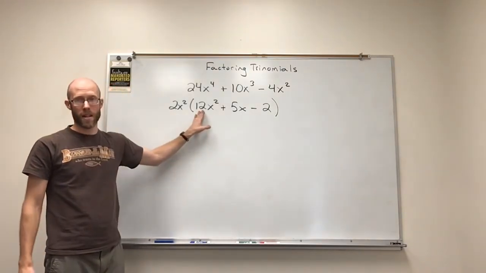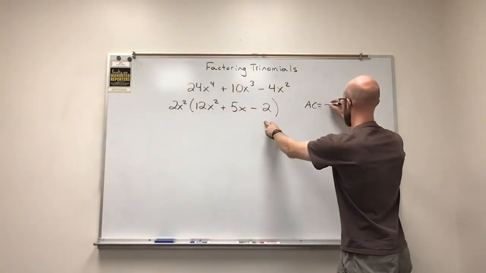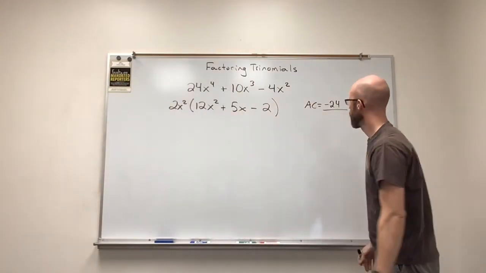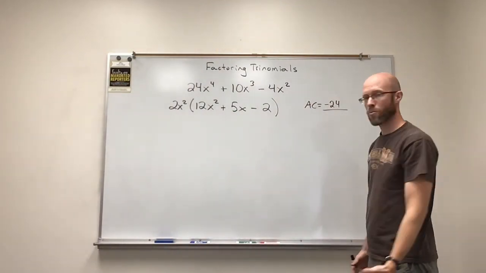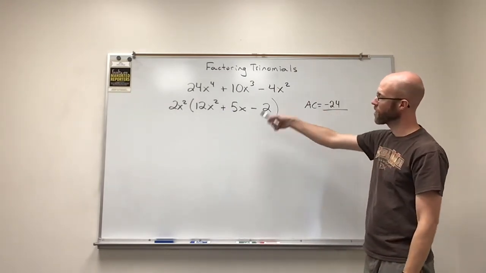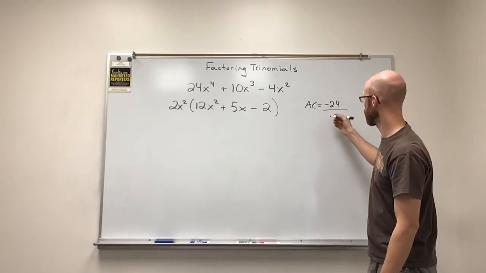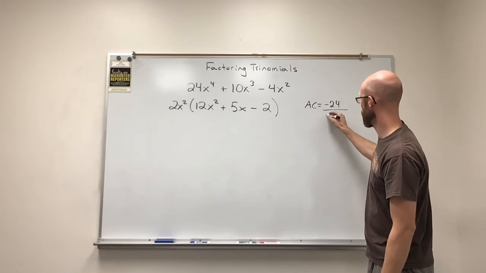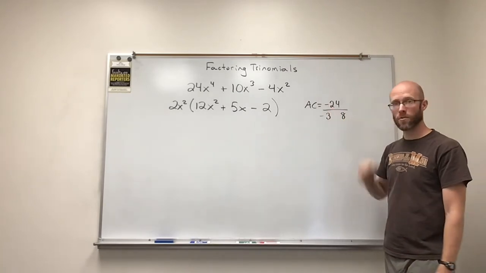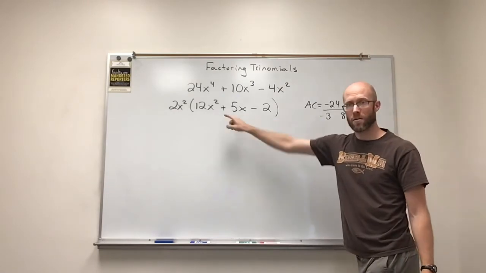Then I can go through the modified AC method. So we're going to have AC here. 12 times negative 2 is negative 24. Factors of negative 24 that add up to 5. It's going to be a 3-8 combination, right? 3 and 8 have a difference of 5. One of them's got to be negative. I'm going to try to skip the whole list here because I kind of know the factors of 24 well. I'm going to go with a negative 3 and a positive 8, because that product gives me negative 24, but the bigger one is positive, so the sum is positive 5.